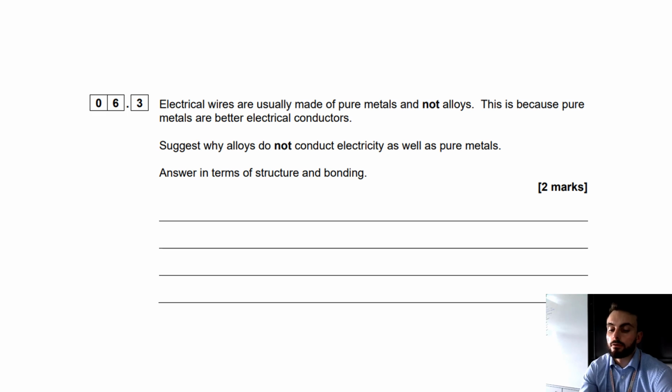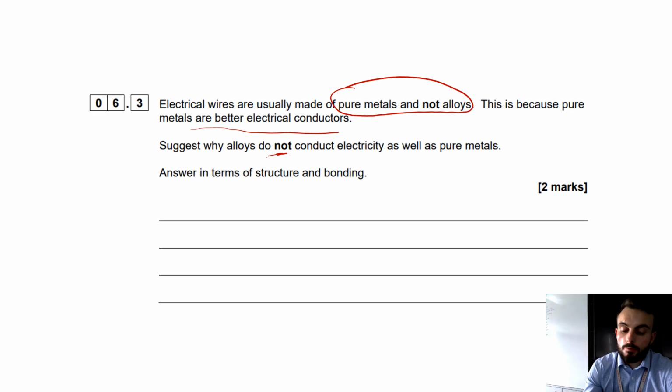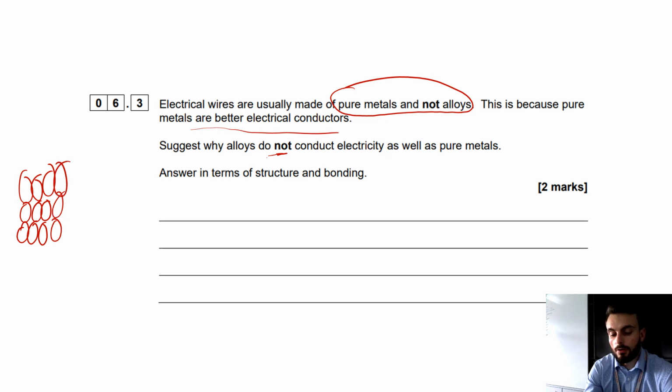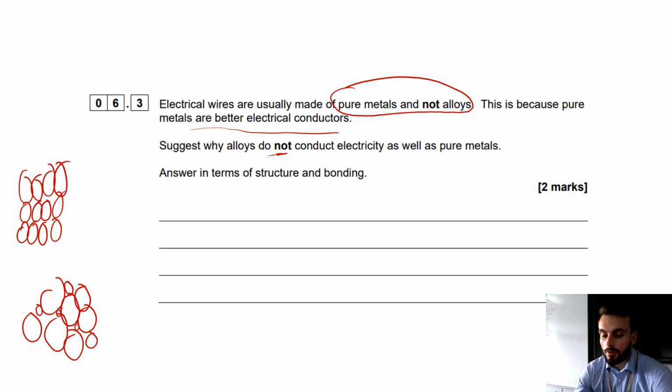Electrical wires are usually made of pure metals and not alloys. This is because pure metals are better electrical conductors. Suggest why alloys do not conduct electricity as well. Remember, a pure metal has a regular, nice pattern of atoms that are all the same size. We've got the layers, they can slide, etc. Alloys are where we place in different sized atoms that disrupt that pattern. So answer in terms of structure and bonding; we're still on metals, but on the size of the atoms because it's alloys.